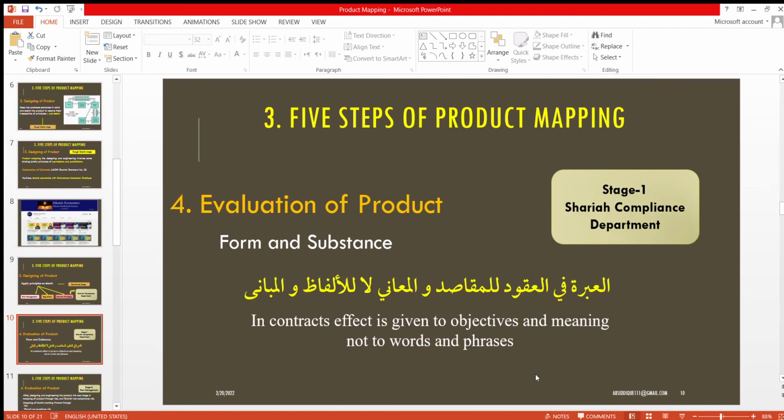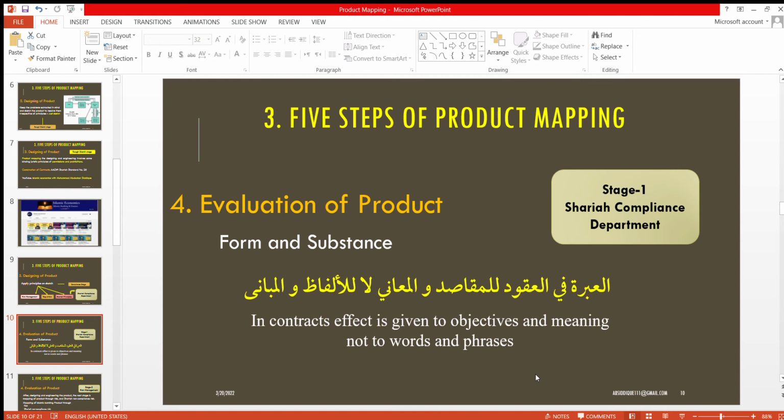Number four, the fourth stage is evaluation of the product. Number one, the SCD, the Sharia Compliance Department, will check and evaluate the product in form and substance. الإبرة في العقود للمقاصد والمعاني لا للألفاظ والمباني. That in contracts, effect is given to objectives and meaning, not to words and phrases.